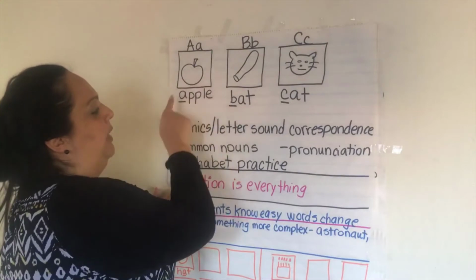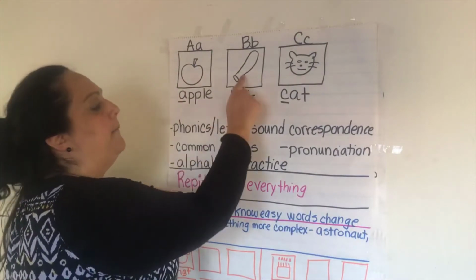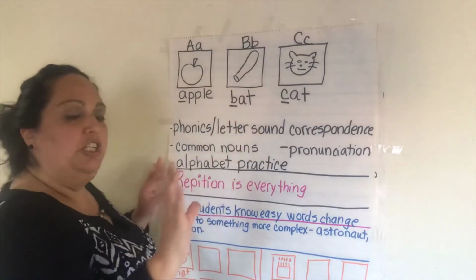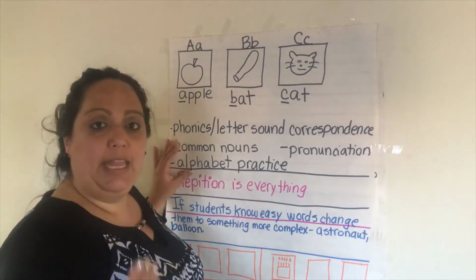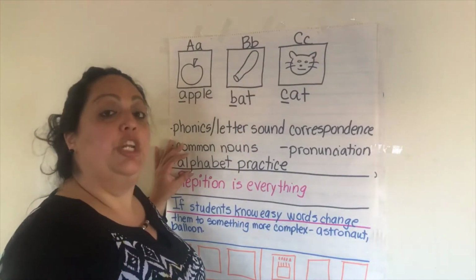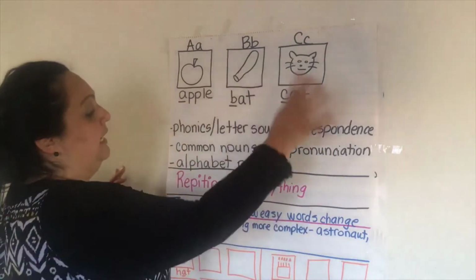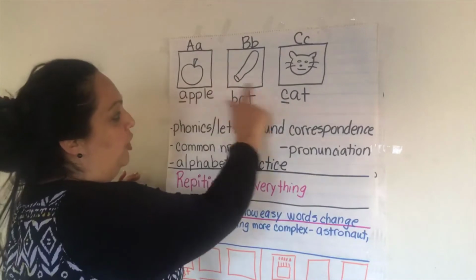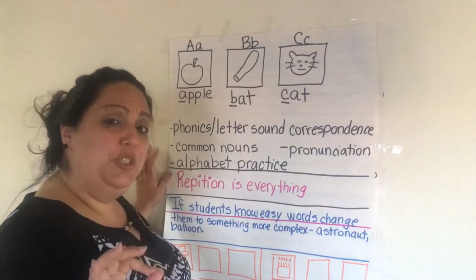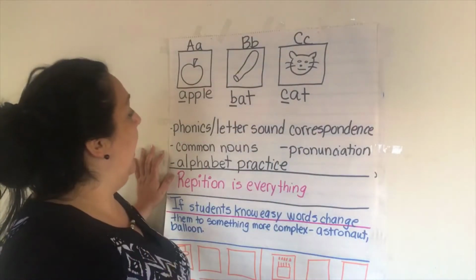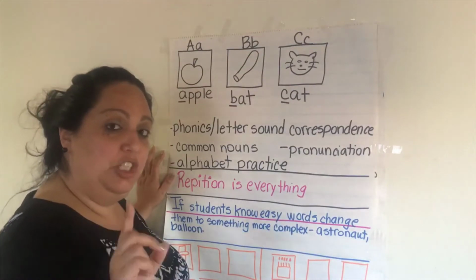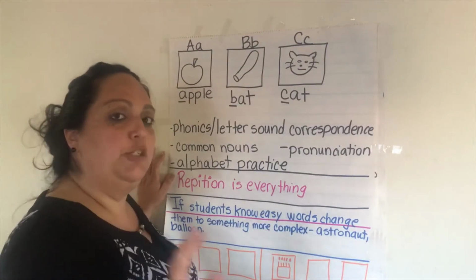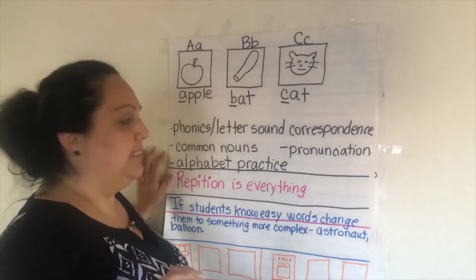Apple, apple, a. Bat, bat, b. So you're going to do that. And the next day, when you add 3 or 4 more letters, you're going to start at the beginning. Let's say you go all the way to maybe L. Every time you add more, you're starting at the beginning and you're doing the name of the picture, the initial sound, and the letter name, okay? And you're using that terminology when speaking to your kids.